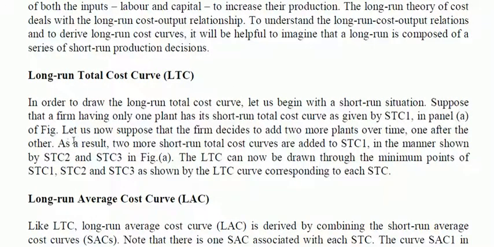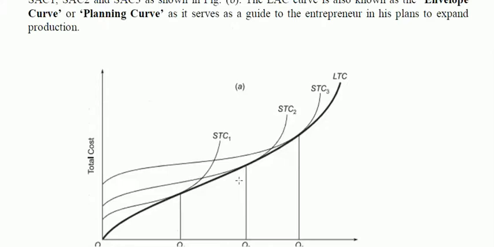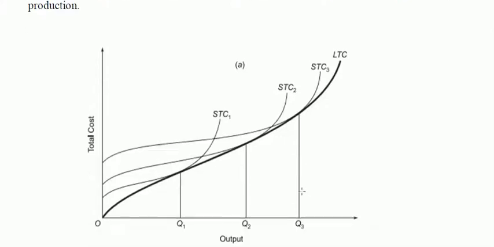Below there is a figure. Suppose that the firm decides to add two more plants over time, one after another. As a result, two more short run total costs are added to STC1 in the manner shown by STC2 and STC3. An LTC can now be drawn through the minimum points of STC 1, 2, 3 and shown by the LTC curve corresponding to each STC. STC here stands for short run total cost, and LTC stands for long run total cost.